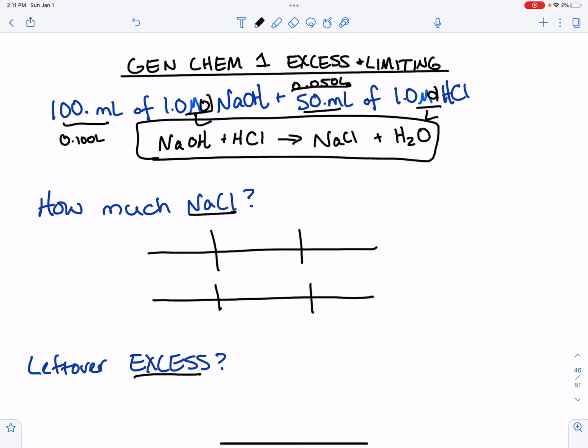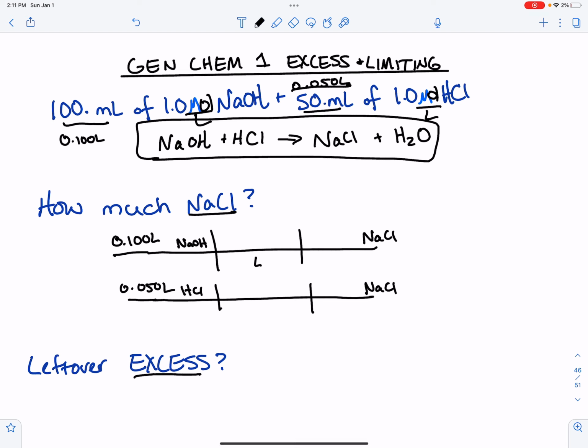Now, ultimately, what I'm trying to do here is convert into NaCl. But in one case, I'm going to use the NaOH, and in the other case, I'm going to use the HCl. I'm going to see which one is the least, and that's going to be the real amount of NaCl that's generated. So I've got 0.100 liters of NaOH and 0.050 liters of HCl. I'm just writing those both down from the problem.